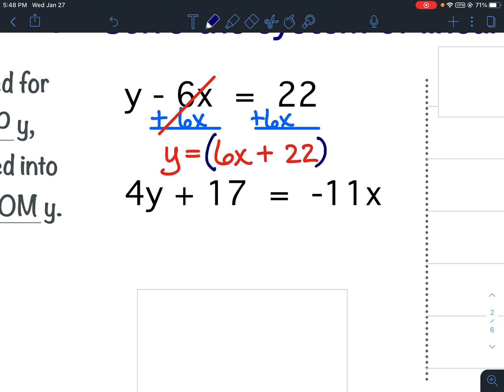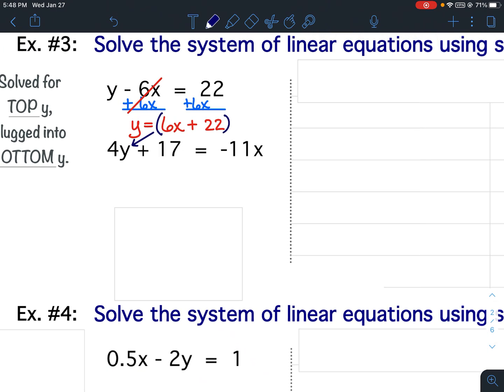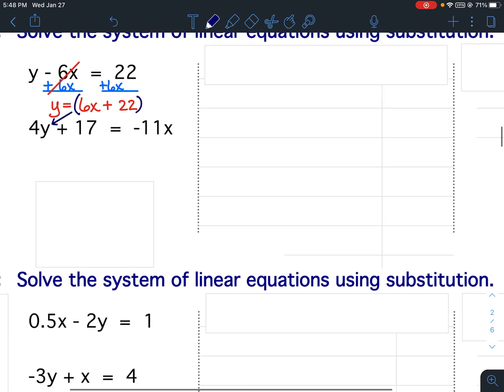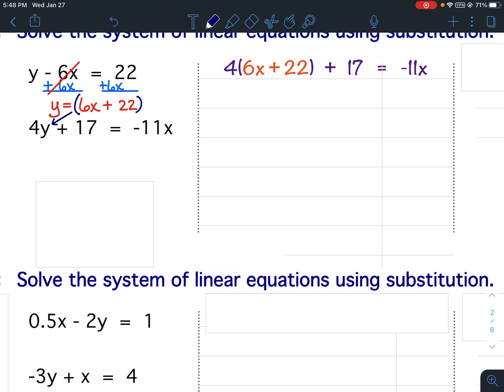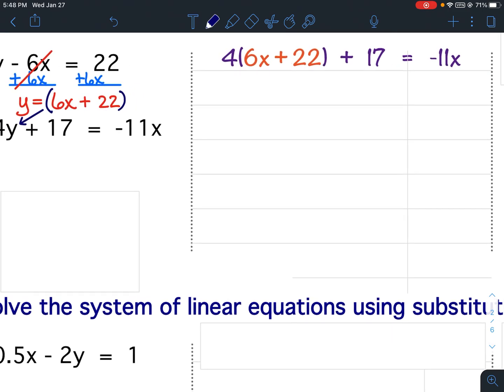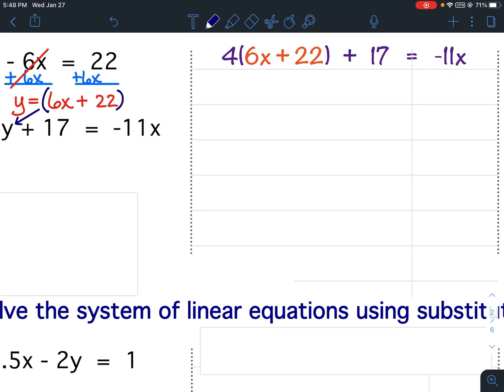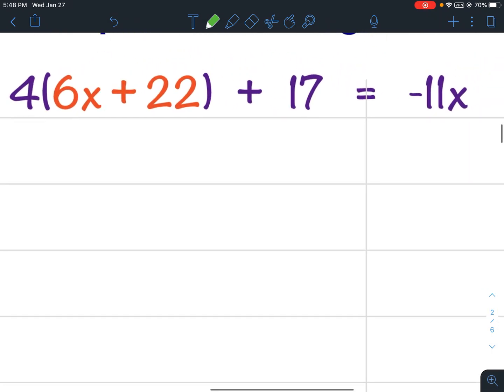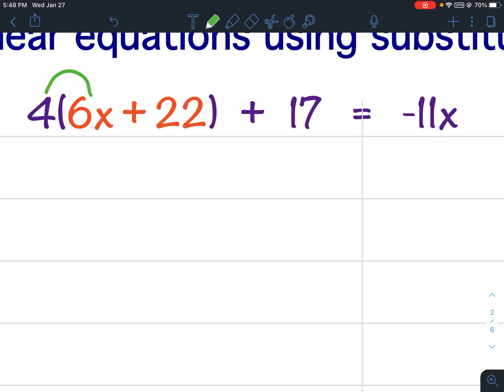So that means I'm going to take that and substitute it in to the bottom y. It says y equals 6x plus 22. So where the y is, I'm going to replace it with 6x plus 22. All right, let's solve this equation now, starting with the distributive property.